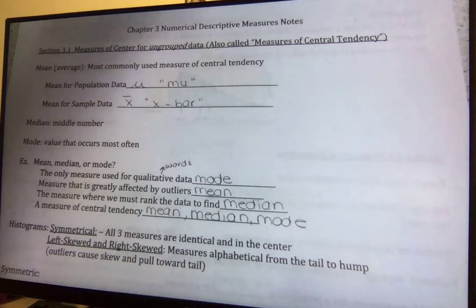For outliers, it affects the mean. Ranked data, we find the median, and central tendency is all of them. So mean, median, and mode.